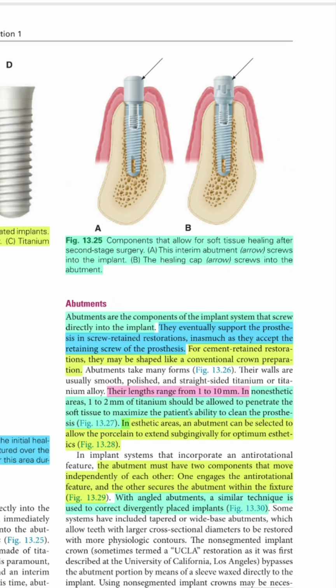There is a difference of the healing cap when we use it for a one-stage surgery or a two-stage surgery. If you use it for a one-stage surgery, it is called the interim abutment. This is it. It has this shape. If we are using a two-stage surgery, we use the healing cap.